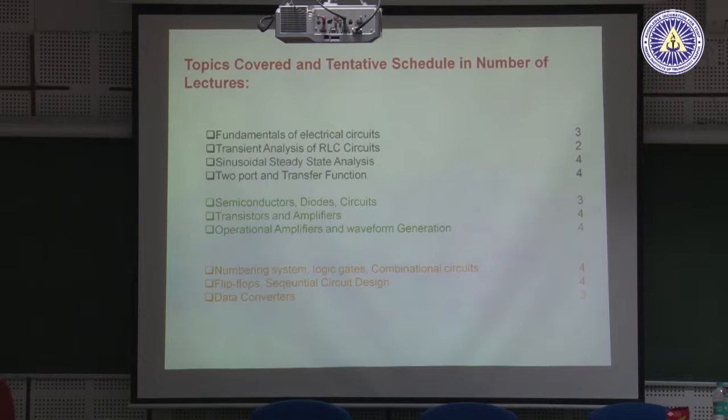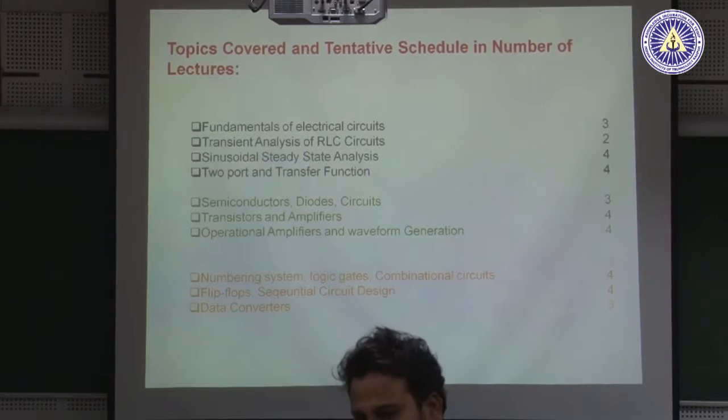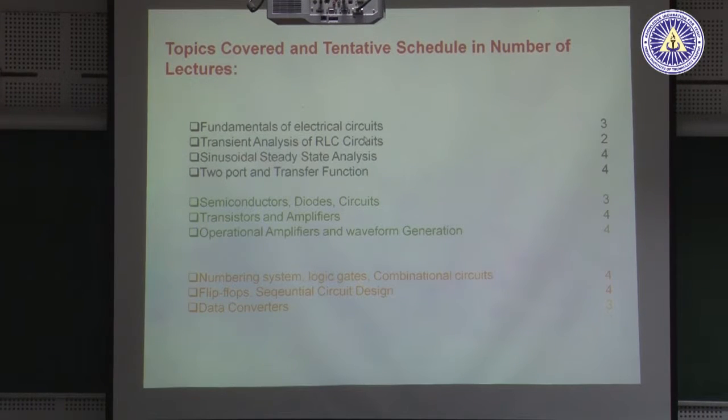Topics, I'm not going to go over the details of all of this. You can see that there are 3 particular modules in this course. Roughly each module is about 13 lectures, so a total of about 39 or 40 lectures. The first module is basically analysis of linear circuits, different techniques that are used for analysis here. The second module introduces students to semiconductor devices and analog circuits. And the third one is the digital.